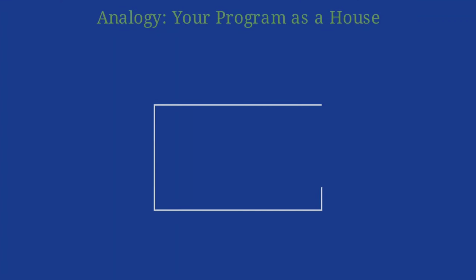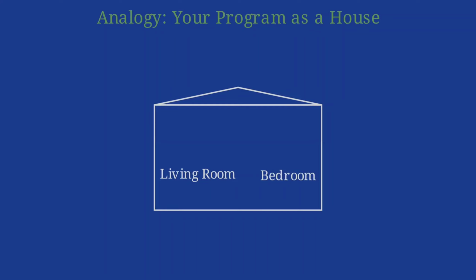This single principle is what makes automatic memory management possible. To understand how reachability works, let's use an analogy. Imagine your program's memory as a house with different rooms. This is the living room. This is the bedroom. Each room represents a different area of memory. Different types of data live in different rooms. Now, let's see how the garbage collector determines what's reachable.